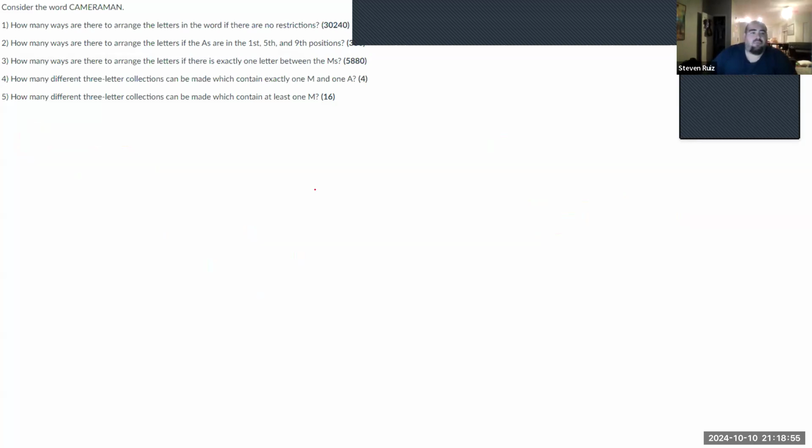Okay, so moving on to part 4 here. One thing I wanted to focus on: I see the word arrange in all 3 of these parts, which I was using as my clue to find permutations. So I've changed the game on you here. How many different 3-letter collections can be made which contain exactly one M and one A? So am I still looking at permutations? I don't believe so, and the reason is I'm just looking at a collection. I'm just looking at a set.